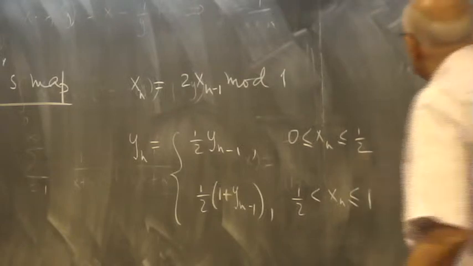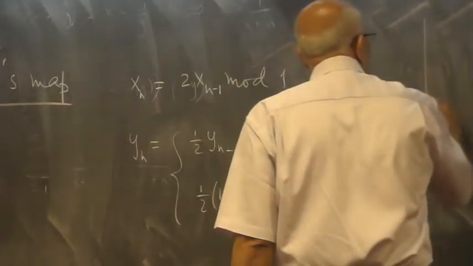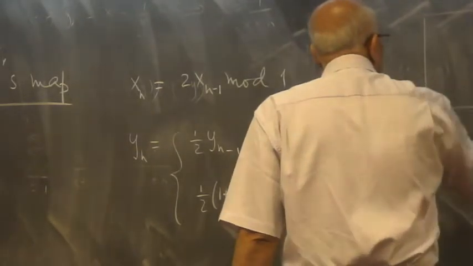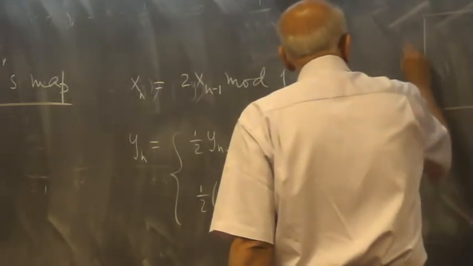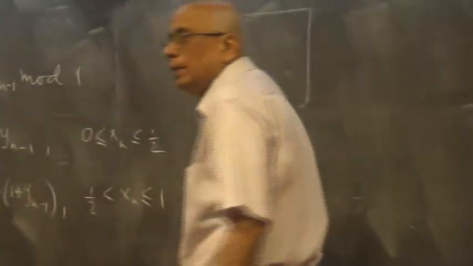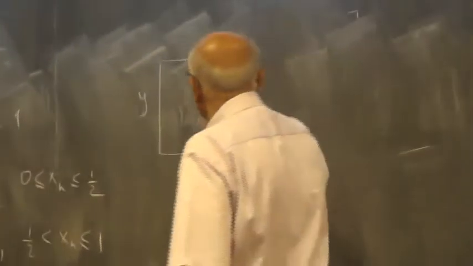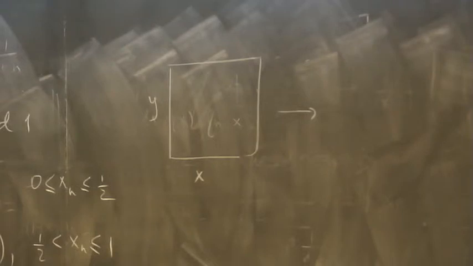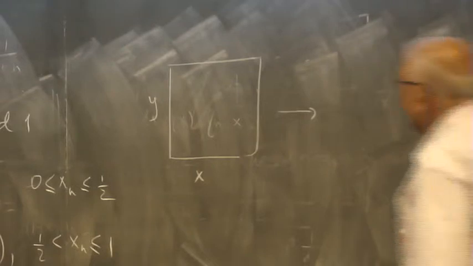Now, we can see what the map does pictorially, because in the zeroth step, this is y and this is x, say. Take the unit square, and then this fellow goes in the next stage, after one iteration, to the following picture.